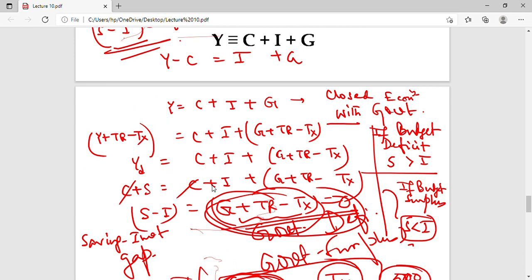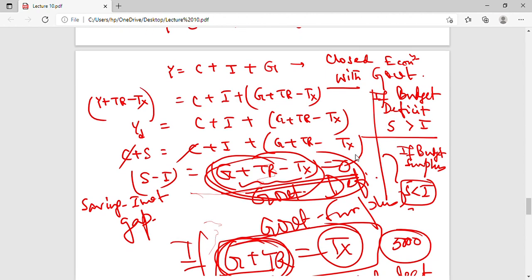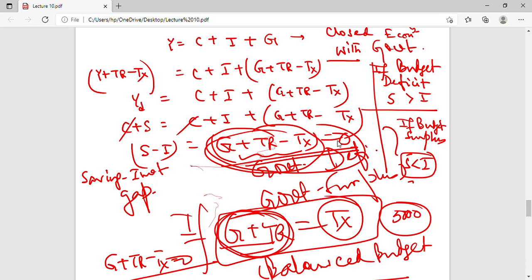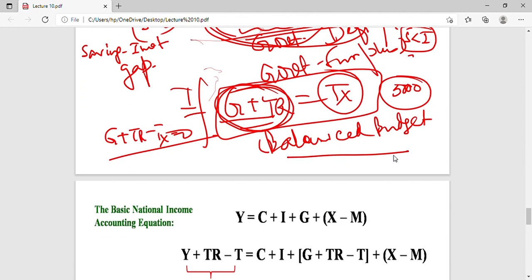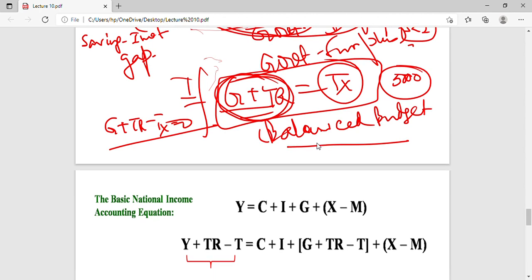If there is a budget deficit, it means government expenditures are more than what they are earning from the taxes. So we will get that saving will be greater than investment, and if there is a budget surplus, the saving will be less than the investment. And if there is a balanced budget, we will get saving equals investment.